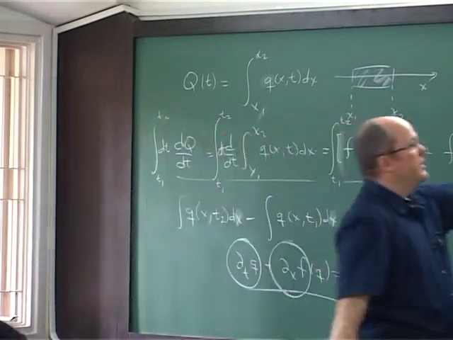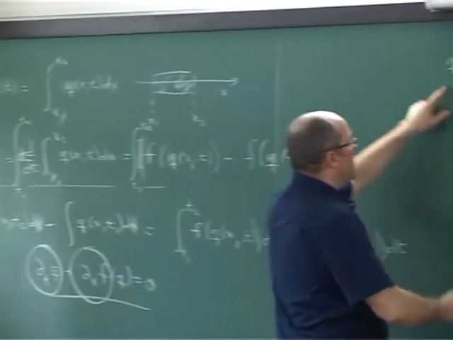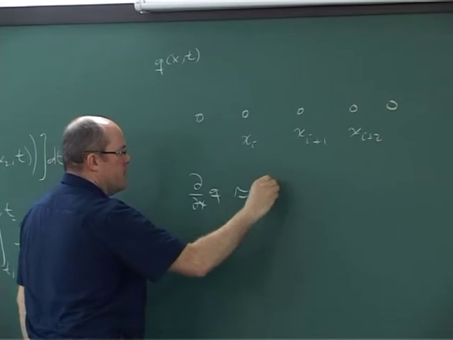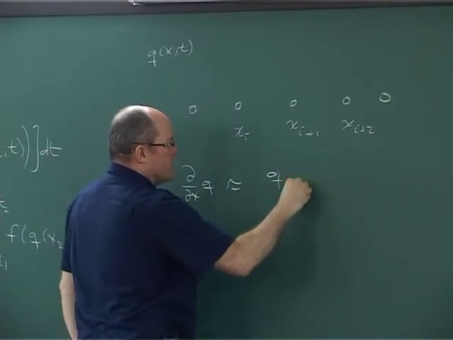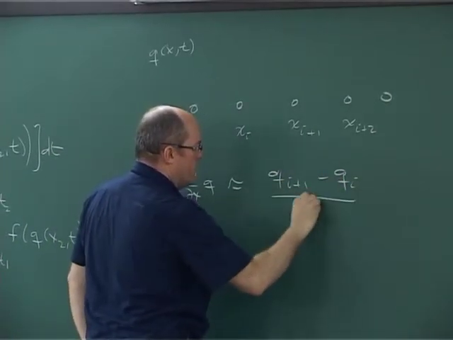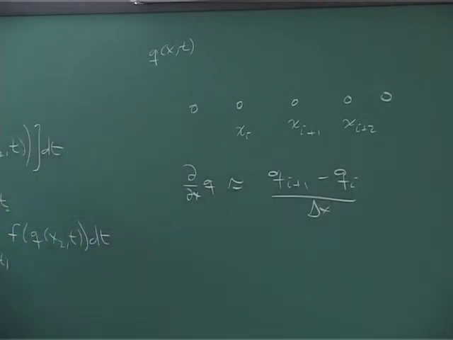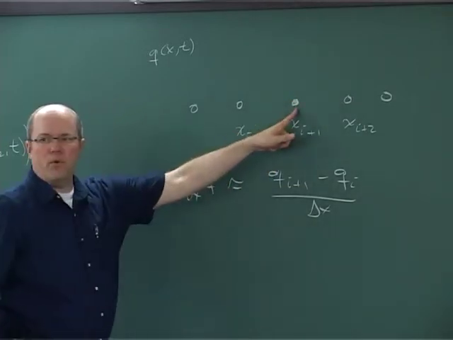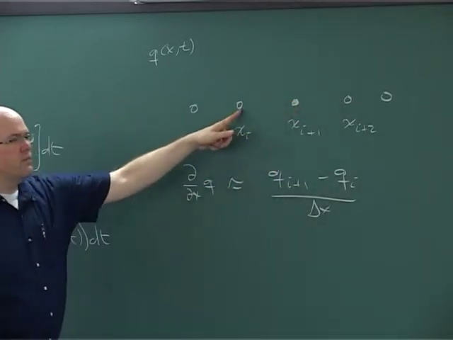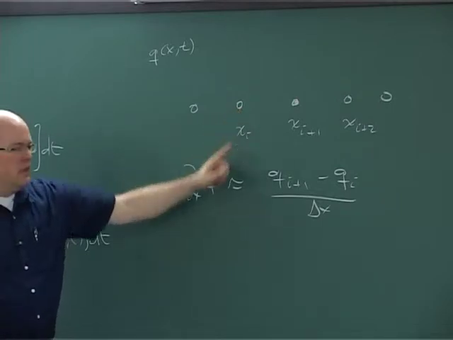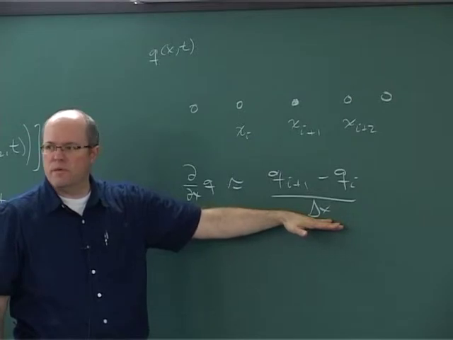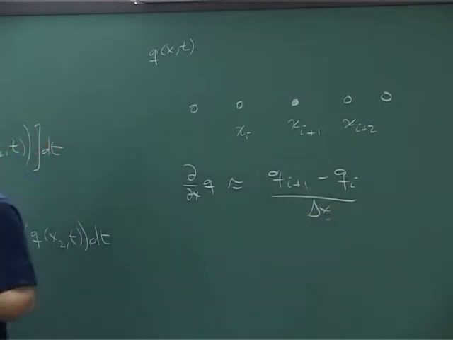Now, when I write down an approximate derivative, maybe I'd say that the derivative in x of q is approximately equal to (q_{i+1} minus q_i) over delta x. What I'm assuming is that you take the value of q at this single point and subtract it from the value of q at that single point, divide by the distance between them, and that's my approximation to the derivative. That's what we mean by finite difference.